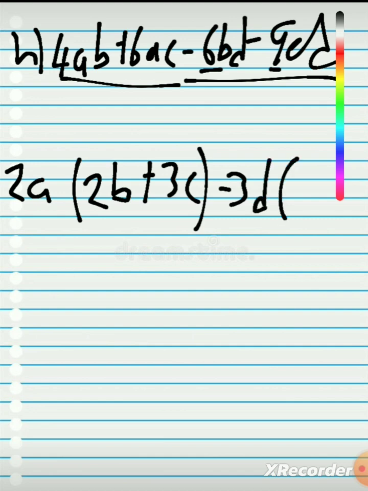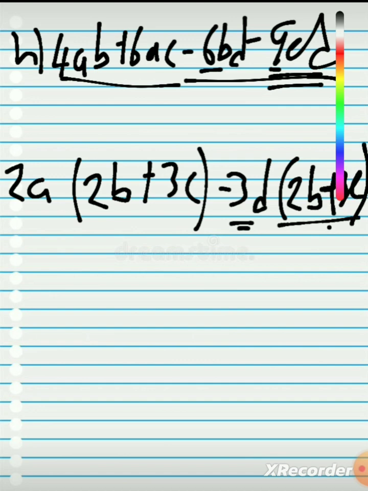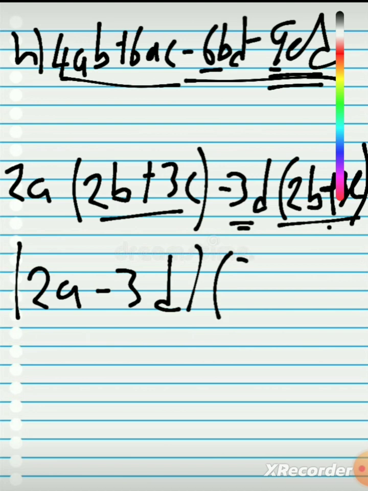Okay, so negative 6bd divided by negative 3d, going to be 2b. Okay, negative 9cd divided by negative 3d, it's going to be 3c. Okay, so here it's going to be plus 3c here. I know it can't be seen, but there's 2b plus 3c, which is the same as this one. So what is outside the brackets, we put them together. What is inside the brackets, we put them together. 2b plus 3c.